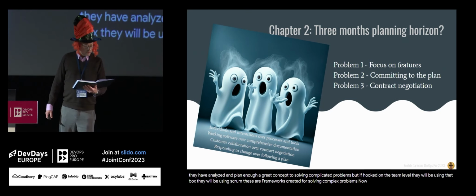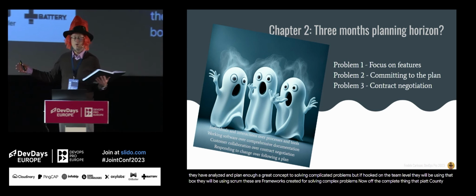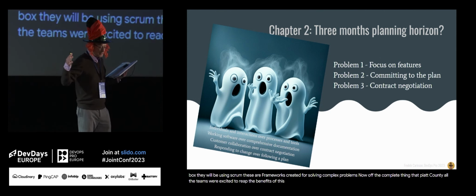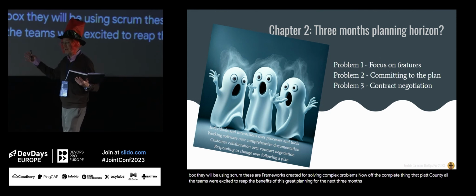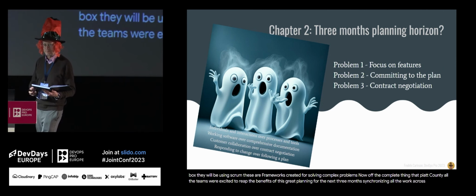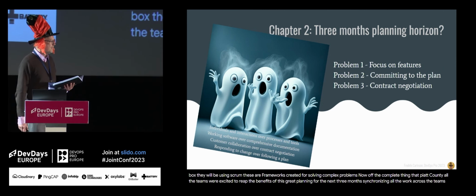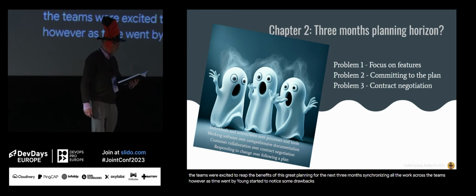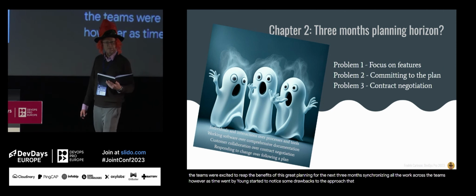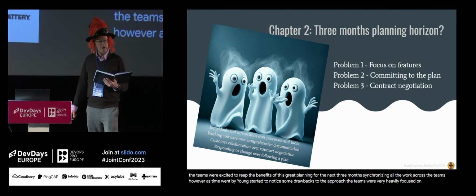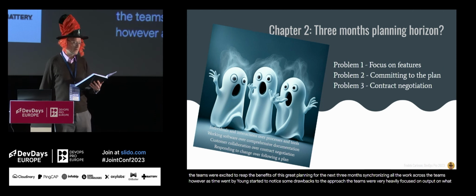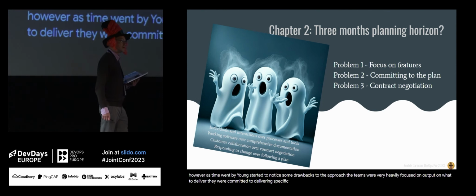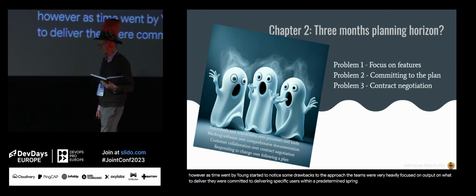Now, after completing the PI planning, all the teams were excited to reap the benefits of this great planning for the next 3 months, synchronizing all the work across the teams. However, as time went by, John started to notice some drawbacks to the approach. The teams were very heavily focused on output, on what to deliver. They were committed to delivering specific user stories within predetermined sprints.